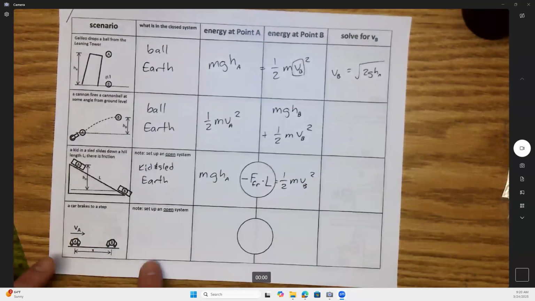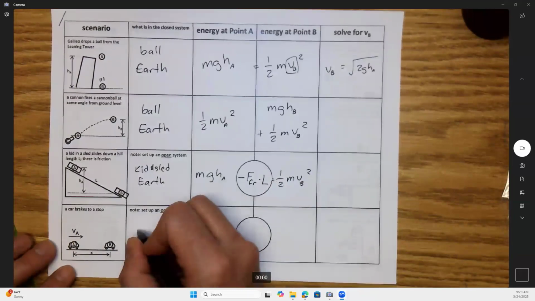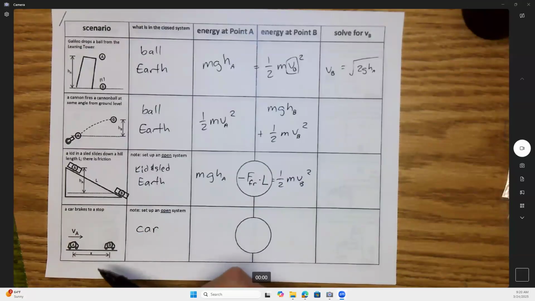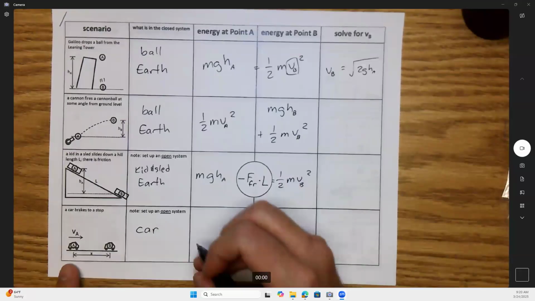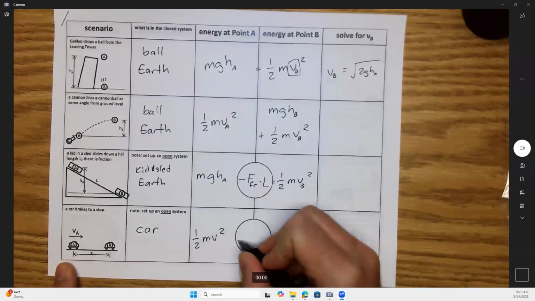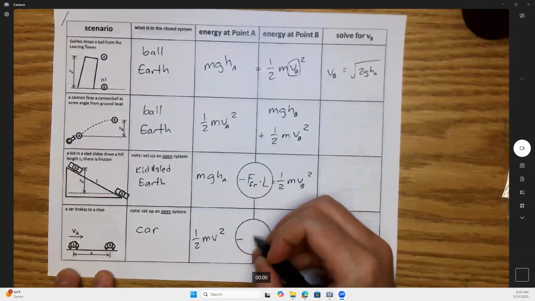Okay, let's do a car braking to a stop. Let's consider a system of only the car, which again means it's an open system, because there's an external force, which is the friction force from the road. You could say the Earth's pulling down on the car also, but that's canceled out by the normal force, so it doesn't really change anything. What kind of energy at point A? Kinetic, 1/2 mv squared. Now I have to subtract what times what?